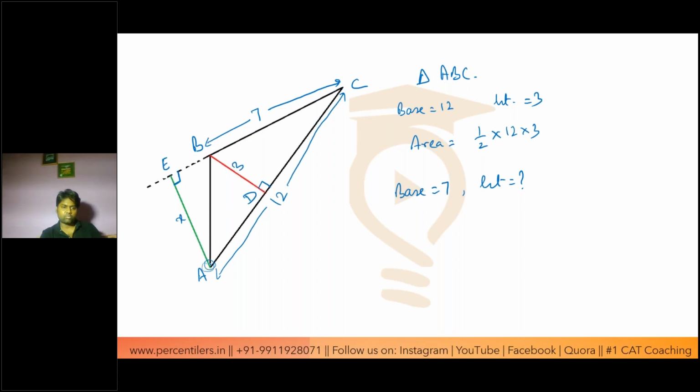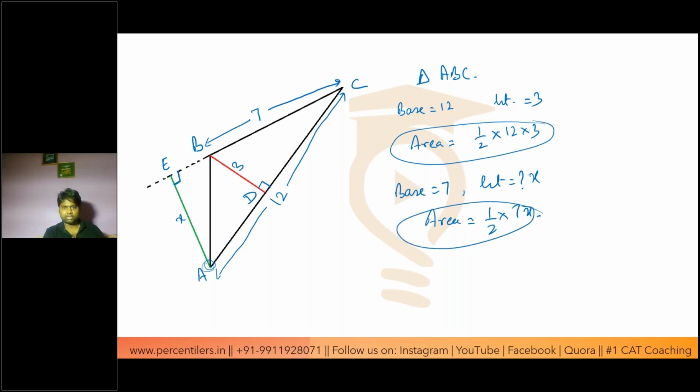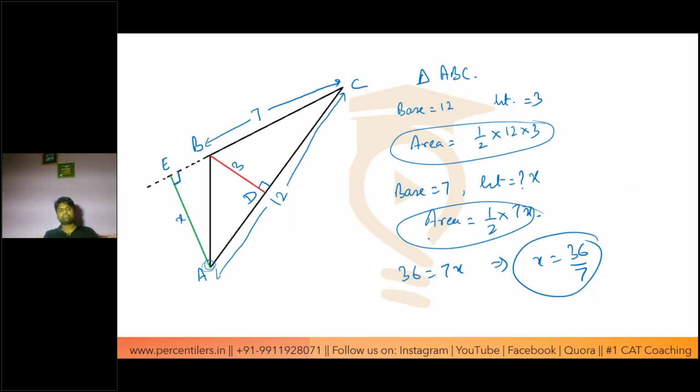A. And what is the perpendicular going from the opposite vertex? It's x. X is the height. Area in this case would be this and this. They both are equal because they both are the area of the same triangle. So 36 equal to 7x, x equal to 36 by 7. I'm glad that a lot of you got this and caught this. Very nice. Pretty much the same thing.